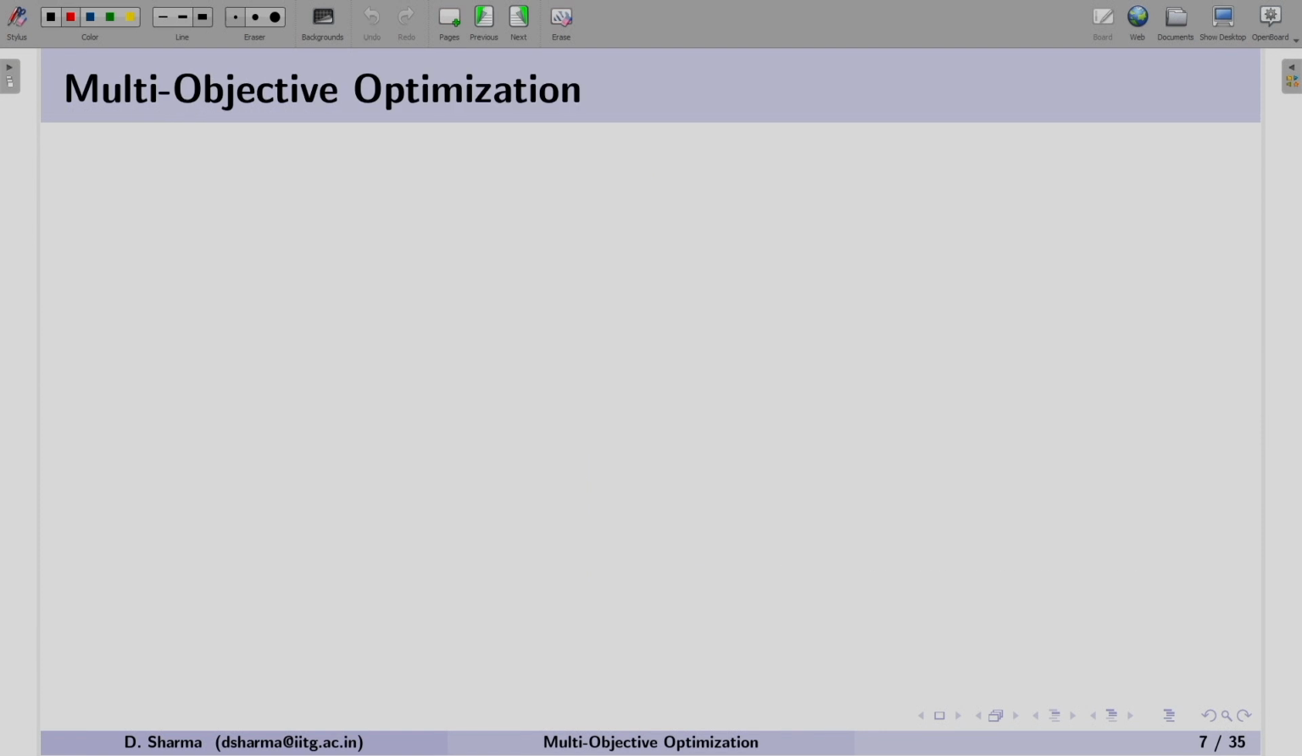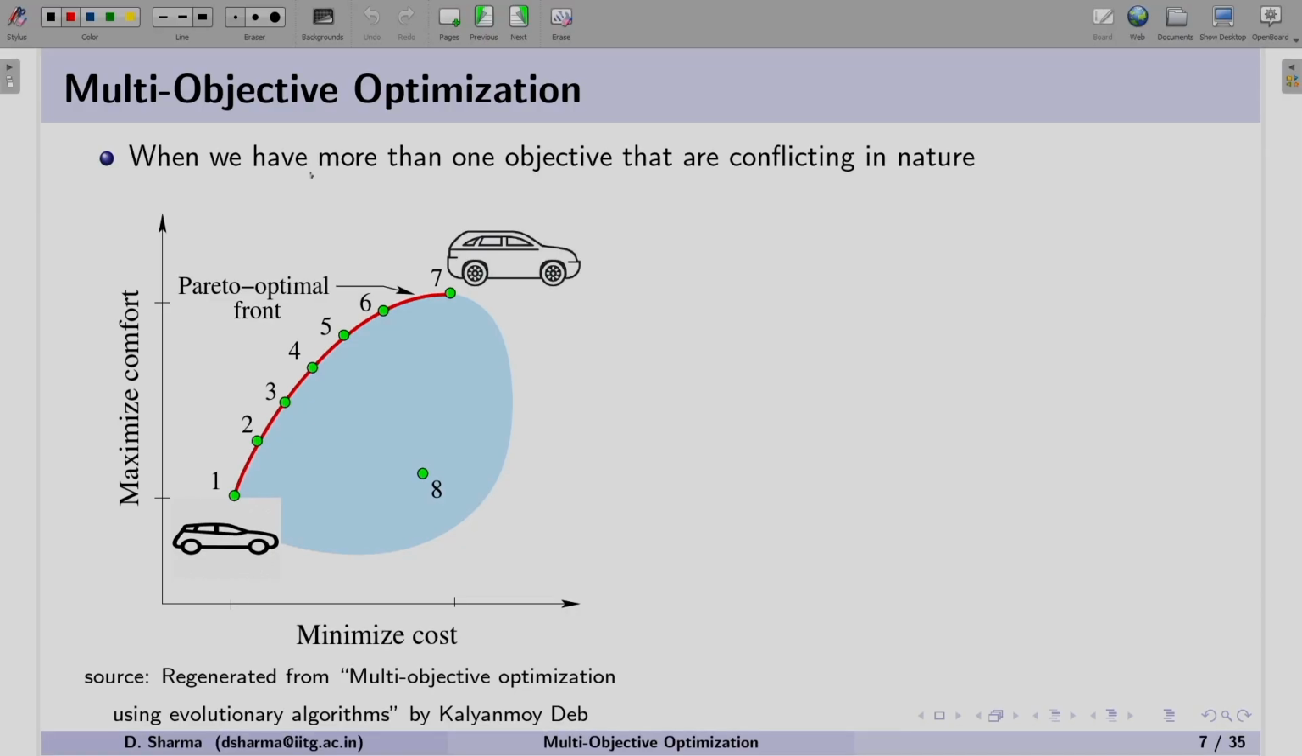Now, since we have understood the multi-objective scenario, let us discuss multi-objective optimization. As we have understood, when we have more than one objective and these objectives are conflicting in nature, this problem is referred to as multi-objective optimization. We will see this scenario with another example, as given here. In this case, we want to minimize the cost and maximize the comfort.